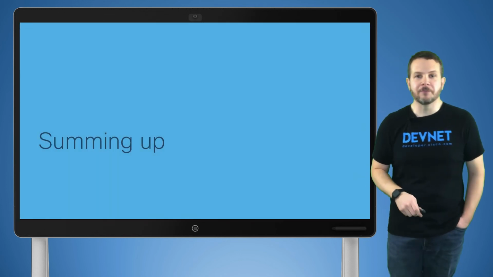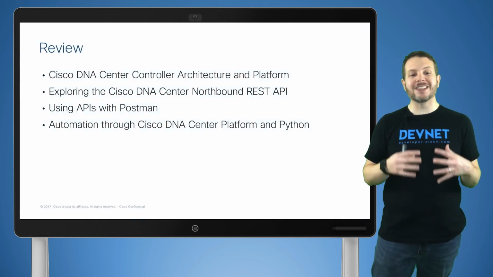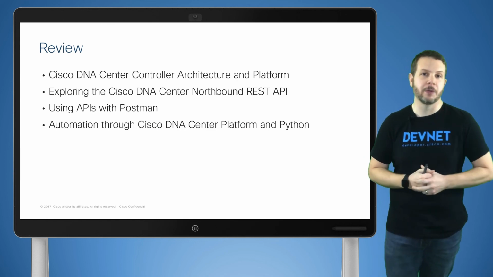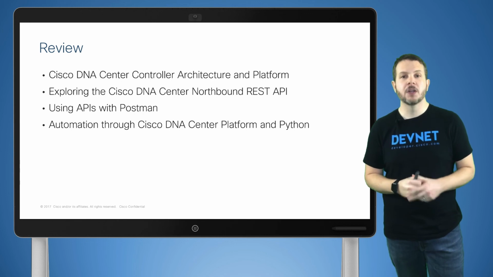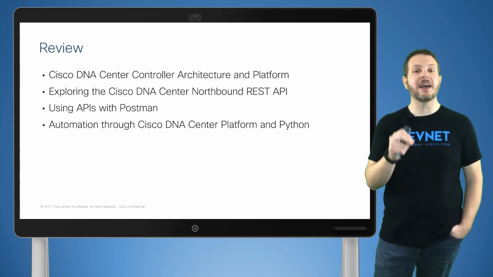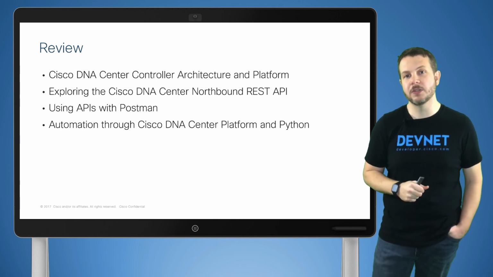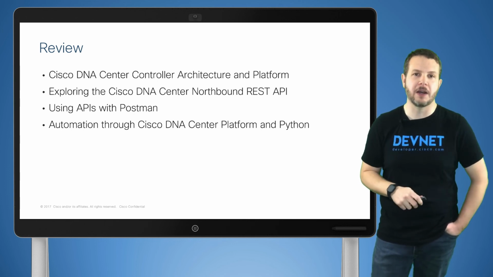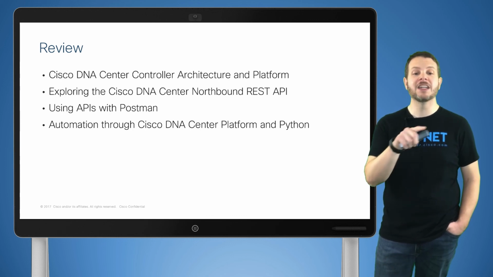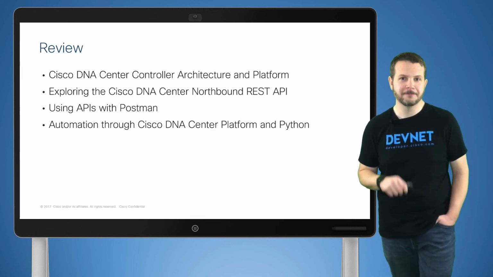Now, in summary, we've gone through and we've introduced Cisco's DNA Center controllers architecture as well as the new platform capabilities that provide programmability. We explored the northbound REST API by diving in and seeing how the API catalog built directly into the Cisco DNA Center GUI lets you see what APIs are available. We then took advantage of using them both in Postman as well as through Python.